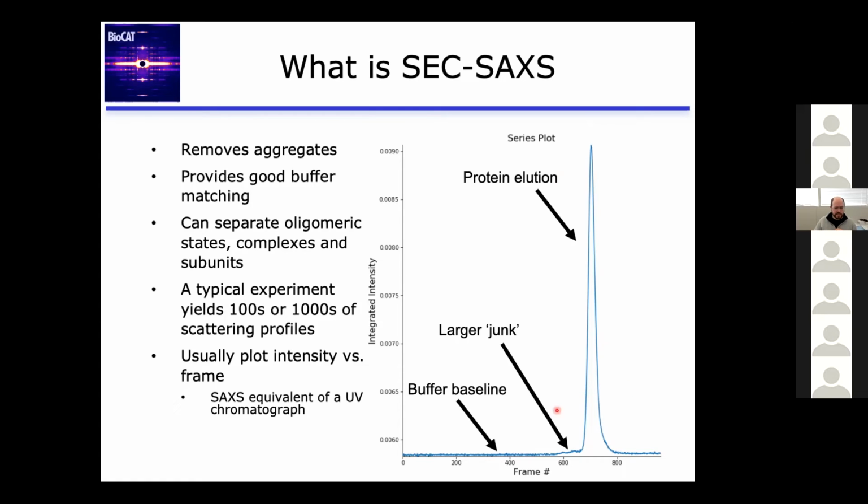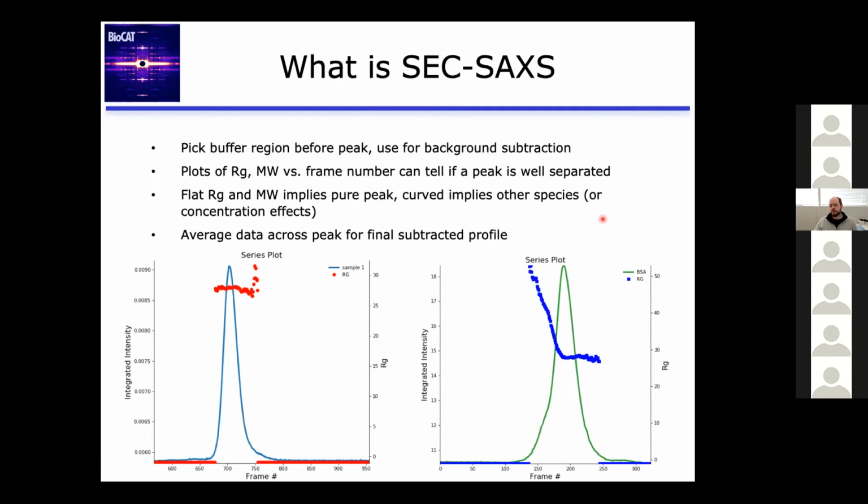And so this lets us determine the useful regions of the data set, and then we'll average some frames in the buffer range as our buffer, average some frames in the peak as our protein, and carry out the analysis from there. There's a little bit more to it than that. We'll usually pick a buffer range before the peak to use for the buffer subtraction. We'll average it, then we'll subtract it from all the frames in the protein peak.